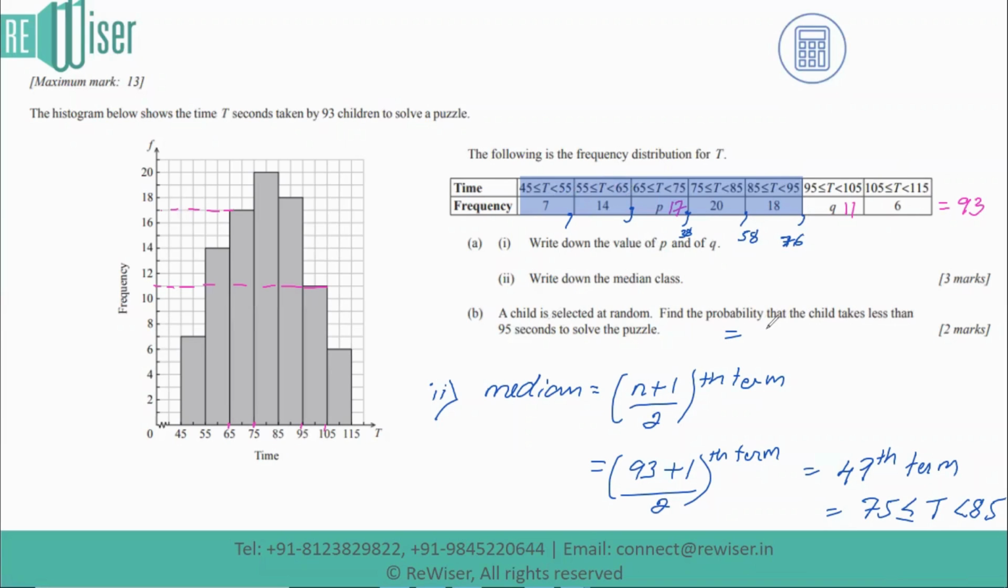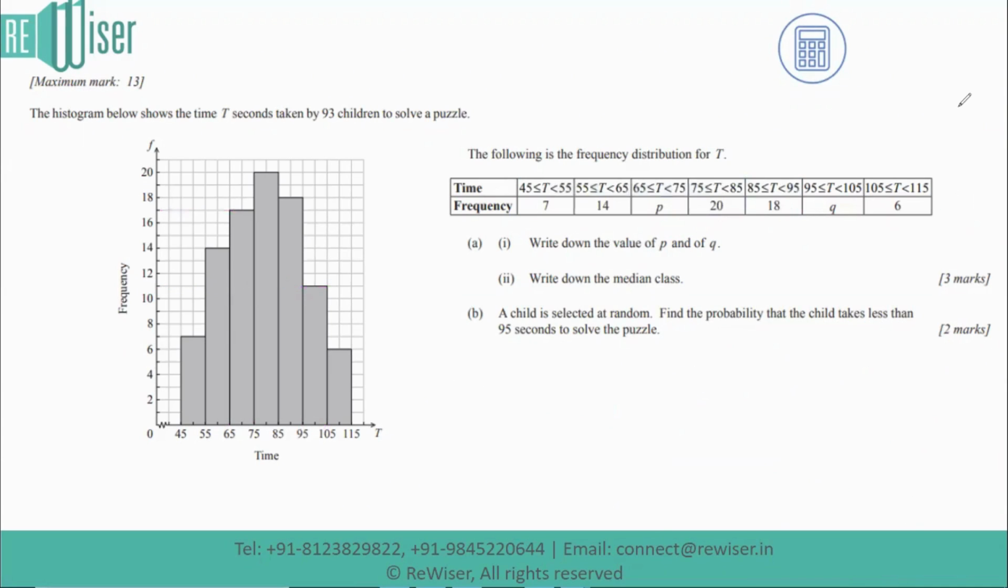Now the probability that a child takes less than 95 seconds is going to be the number of children who take less than 95 seconds divided by the total number of children. Clearly the number of children who take less than 95 has to be 76, and the total is 93. So 76 over 93 is the right answer for the sum. If you're finding the decimal answer, this is 0.817 approximately. So this is the right answer for part B.